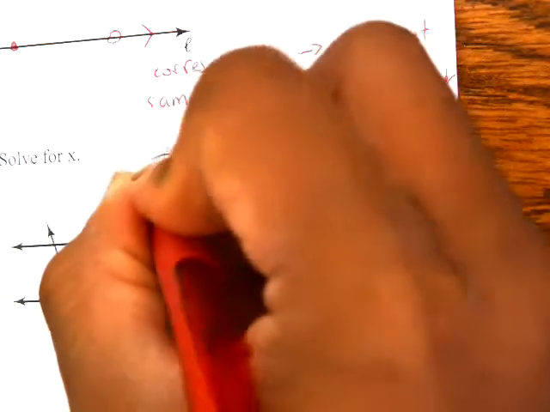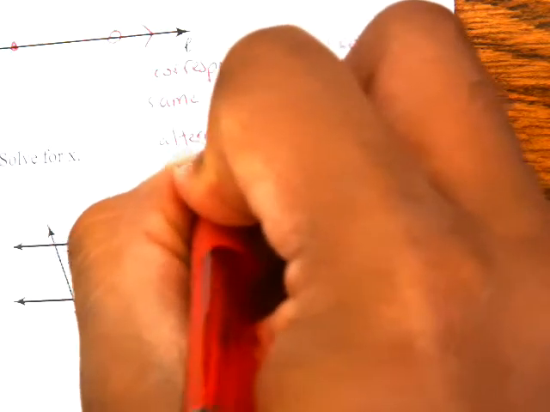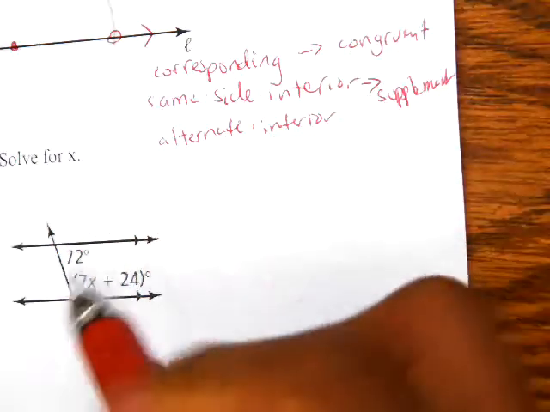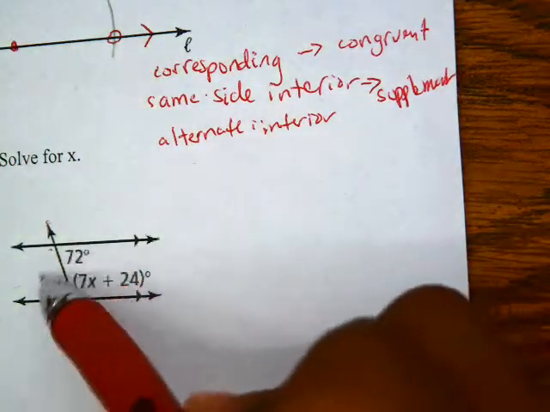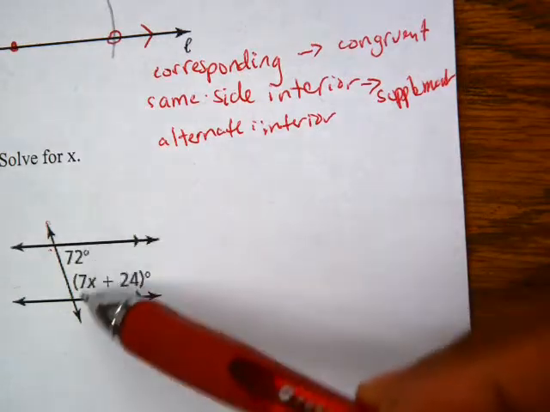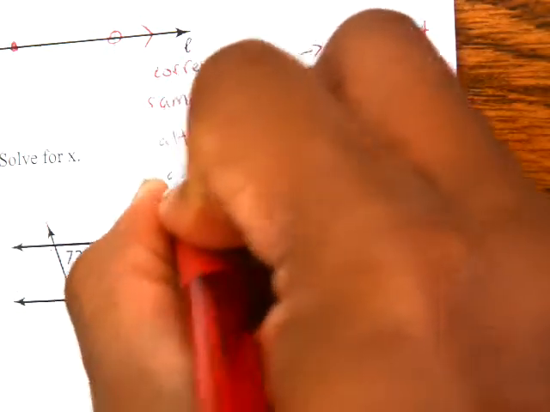The other options are alternate interior angles. That means they're on opposite sides of the transversal. One's on the left, one's on the right, but still in between the two parallel lines. Then alternate exterior.